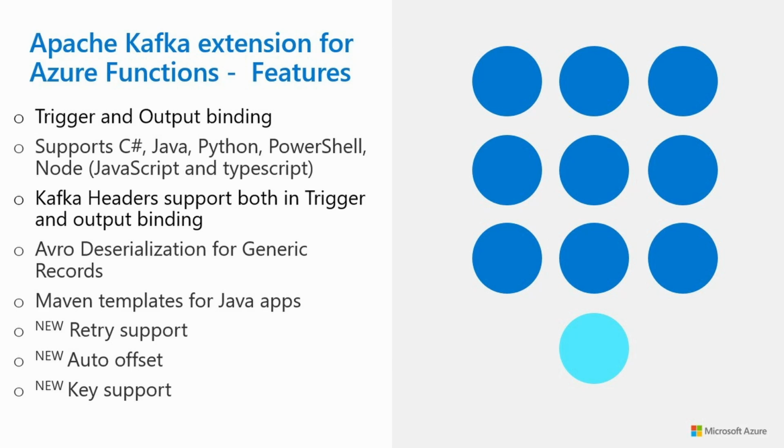Finally, the key support, right? This was also recently launched and was implemented in the extension, which enables customers to set or view the key in Kafka event messages coming into the Kafka trigger. You can also set keys to the messages going into the Kafka topics through the output binding. Therefore, key support was enabled in the extension to support both trigger and output bindings for all Azure Functions supported languages.